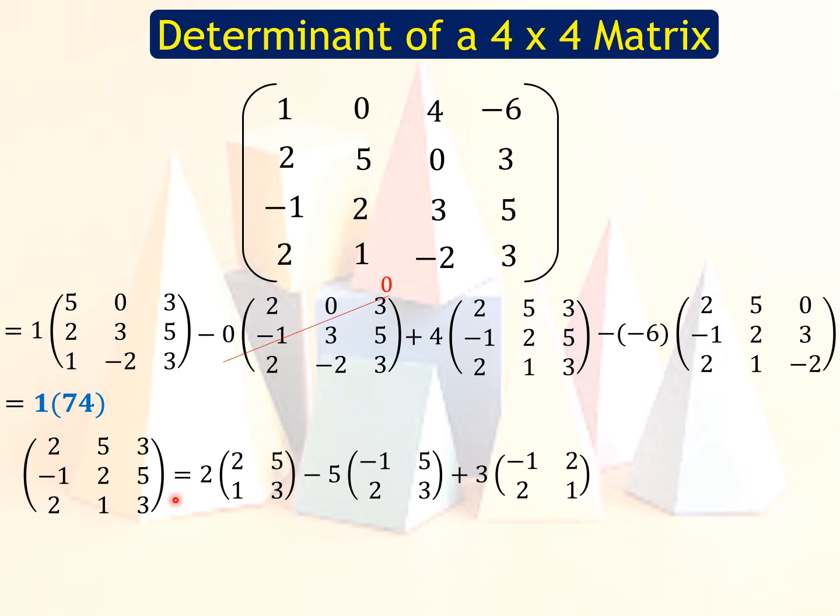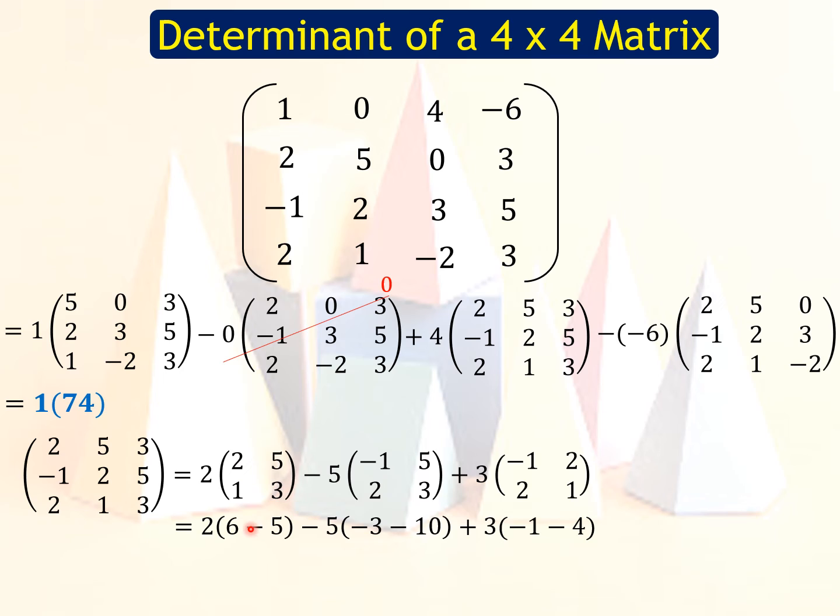So in here, we have 2 times 2, 5, 1, 3, eliminating your first row and then the first column. And then we have minus 5 times negative 1, 2, 5, 3, eliminating your first row and then the second column. And then for the third one, we have 3 times, eliminating the first row and then the third column, negative 1, 2, 2, 1. And then we are going to multiply.